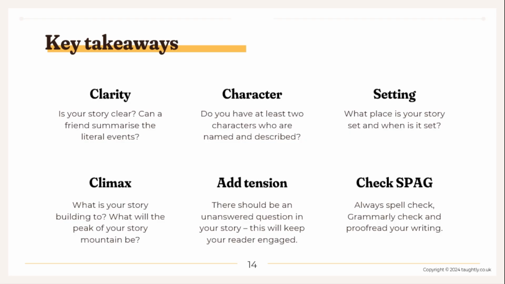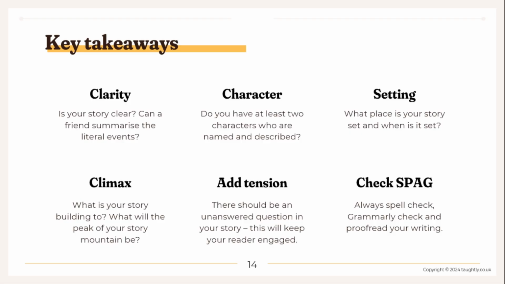Climax. What is your story building to? What will the peak of your story mountain be? In fact, can you even have that circular structure so that the start and end of your story end in very similar ways, making that climax feel all the more effective? Add tension. There should be some unanswered question in your story that will keep your reader engaged, adding in those little clues and mystery to build the tension towards your climax.